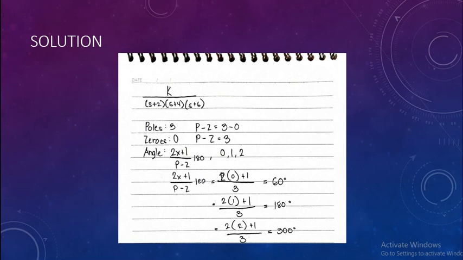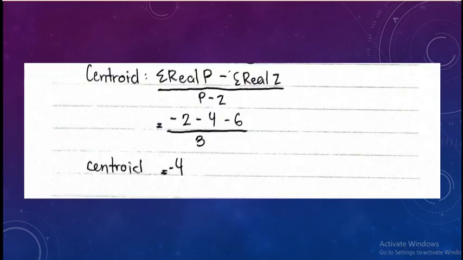That's your angle of asymptotes. Next is (2 times 1 + 1)/3. That's your second angle of asymptotes. Then for the third one, where the value of x is 2, you will get 300 degrees for your angle of asymptotes. Next we're going to find our centroid with the formula: summation of real p minus summation of real z over p minus z. Now, with the roots of our poles, we get (−2 − 4 − 6)/3, which is equal to −4. That's the centroid of your root locus.